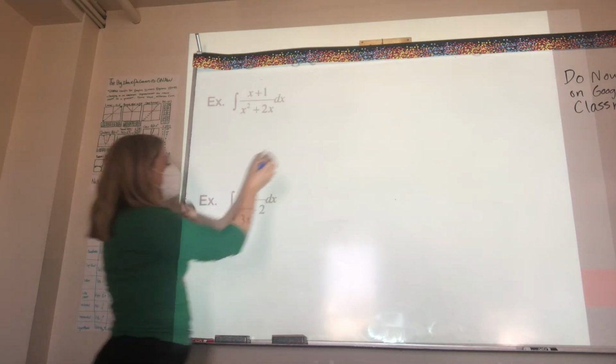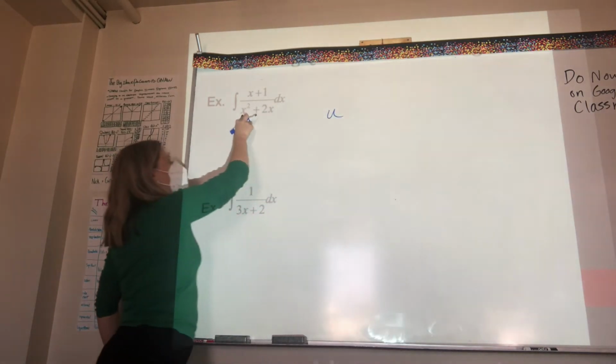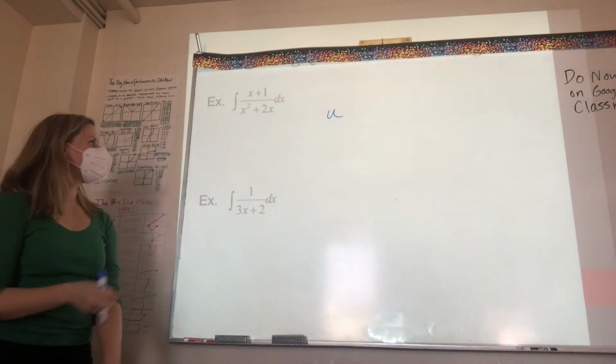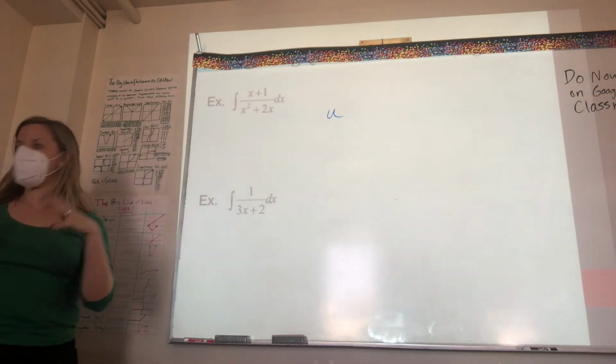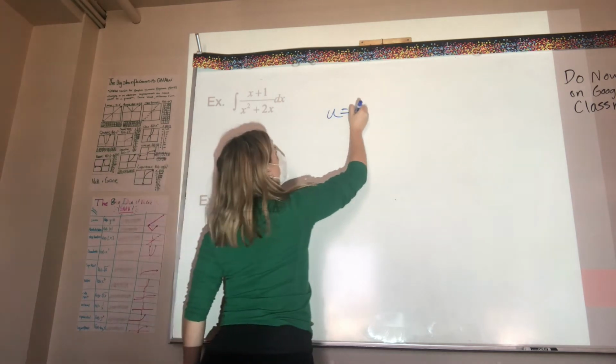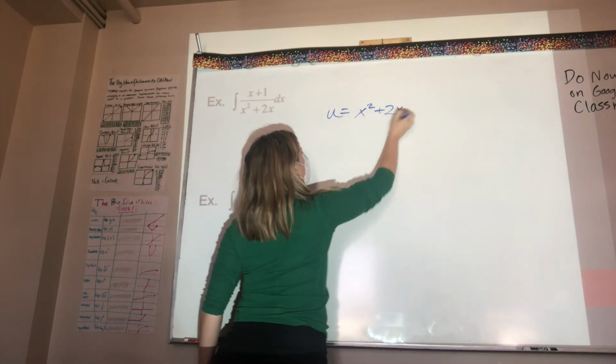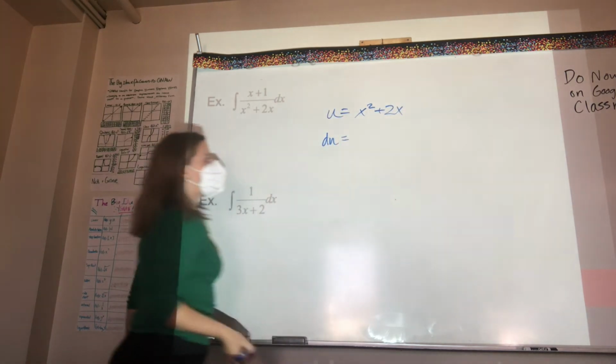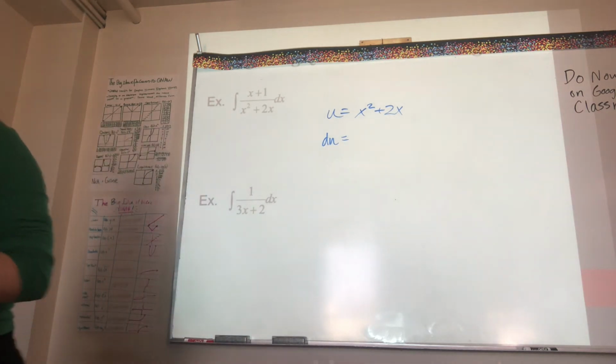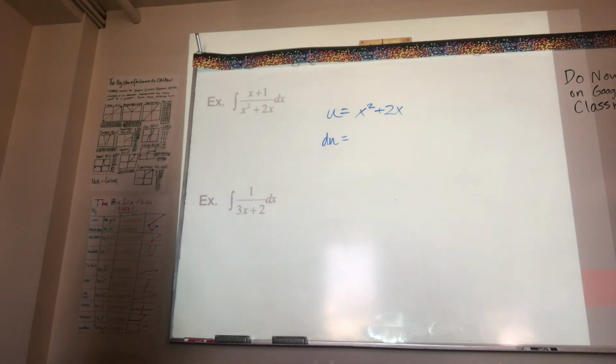Okay, so my u, the degree in the denominator is 1 bigger than the degree in the numerator. So I set my u equal to the denominator. U equals x squared plus 2x. Can you go ahead and find your du, please? Our du.